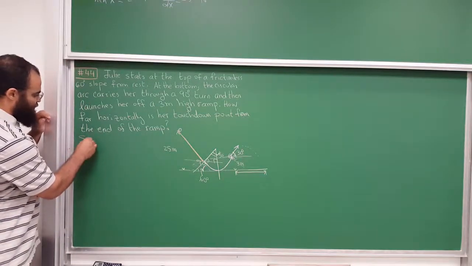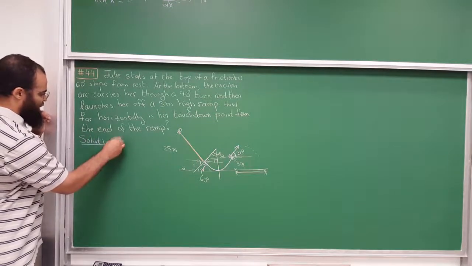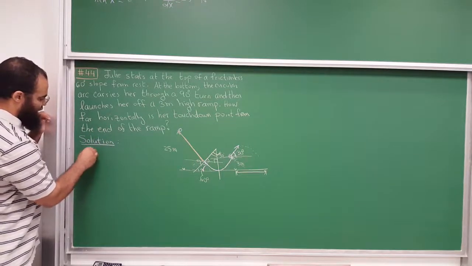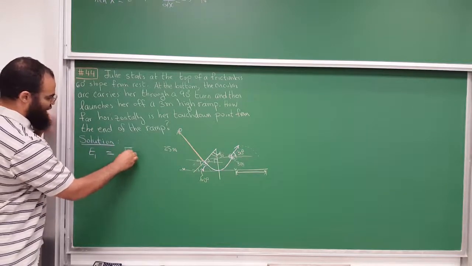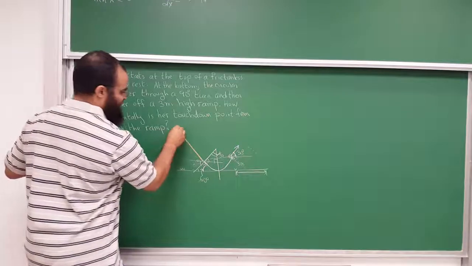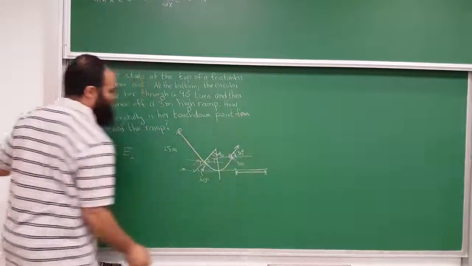So because of the reason I just stated, let's write down the solution. We conclude that the mechanical energy at the beginning will equal the mechanical energy at the end. By end, I mean the beginning of the ramp to this point on the ramp. And then we will worry about the other part later.